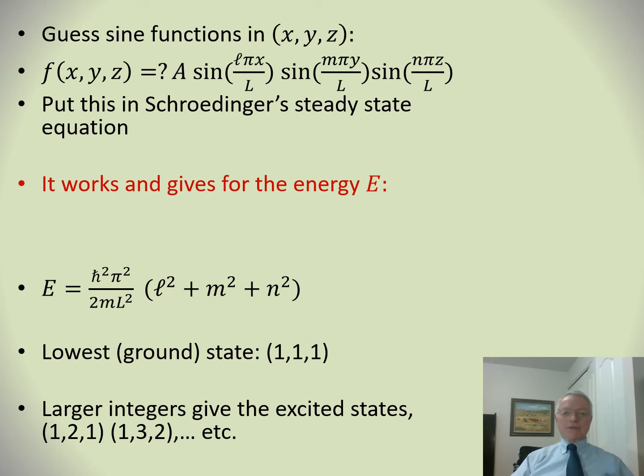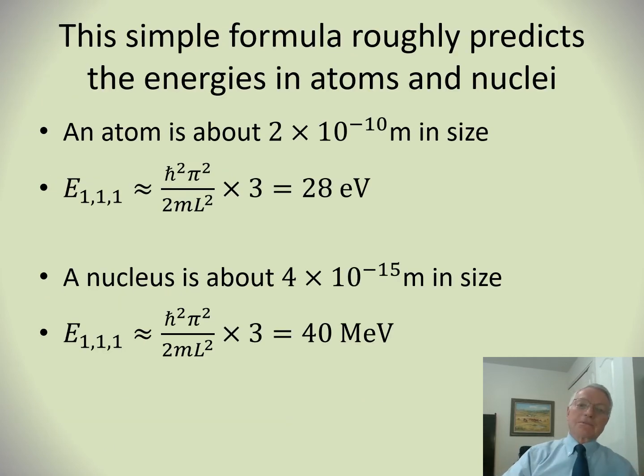The energy is h bar squared pi squared over 2mL squared times L squared plus M squared plus N squared. And each one of those integers tells you how many wiggles there are in either the X or the Y or the Z directions. The lowest energy, we call it the ground state, is when each one is 1. And the larger integers give the excited states, like 121, 132, 579. Pick anything you like, and as the numbers go up, the energies go up. And that's normally the case. As the wave function becomes wigglier and wigglier, the kinetic energy goes up.